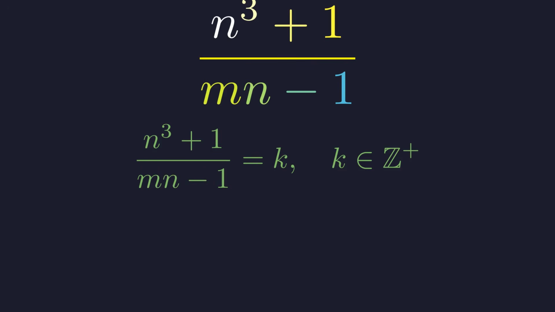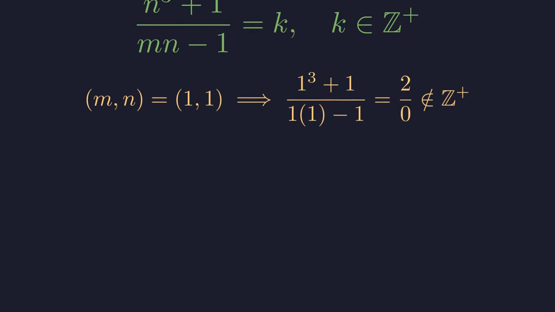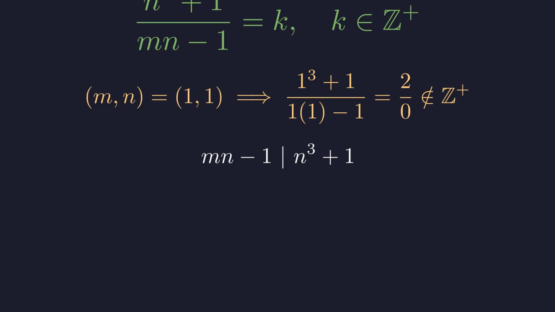First, let's state this mathematically. We're looking for pairs of positive integers m and n, for which this expression equals some positive integer, which we'll call k. A quick but important point. If the pair was 1 and 1, our fraction would become 2 divided by 0. Since this is not a positive integer, we can immediately exclude the pair 1 and 1. In the language of number theory, this means the denominator, m times n minus 1, must be a divisor of the numerator, n cubed plus 1.